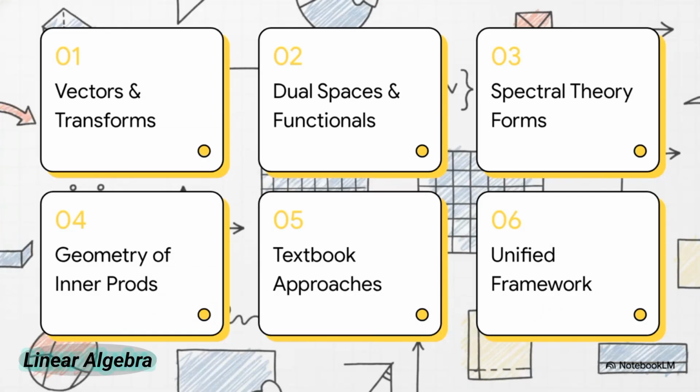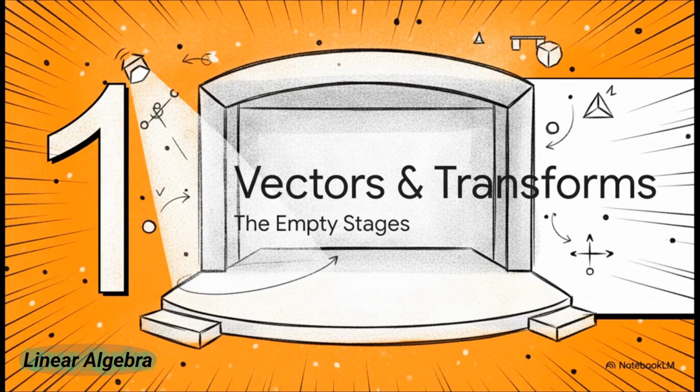Here is our roadmap for today. We'll start with vectors and linear transformations, then move to dual spaces and functionals, check out spectral theory, canonical forms, and explore the geometry of inner products. After that, we'll do a quick comparison of textbook pedagogical approaches, and finally, wrap it all up with the unified mathematical framework. So, starting us off. Part 1. Vectors and linear transformations.